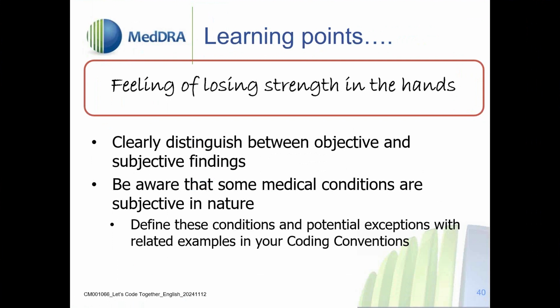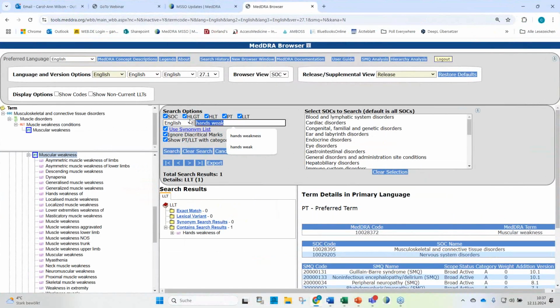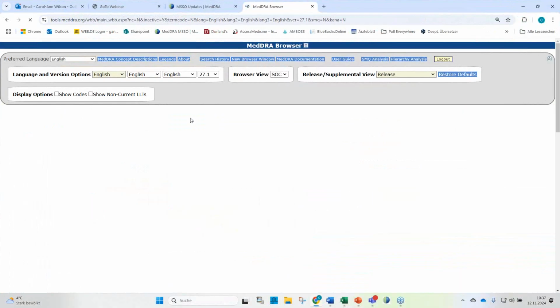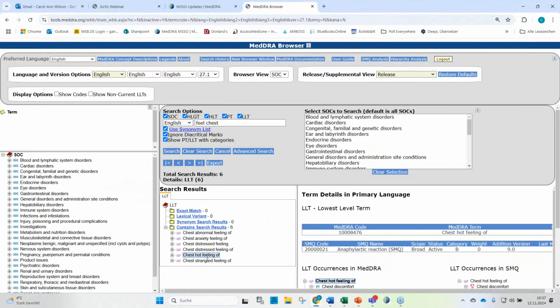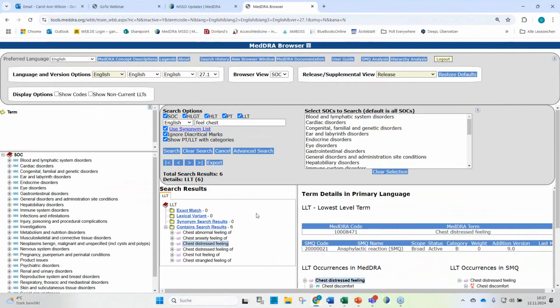And I can show them in the browser, and you will see that MedDRA really handles these terms very differently. So if I have feeling something with chest, feeling hot feeling in the chest, it's grouped under chest discomfort. Distressed feeling, it's again chest discomfort. So this would be a discomfort term for a feeling of some abnormality in the chest. Or we have feeling something with the eye.